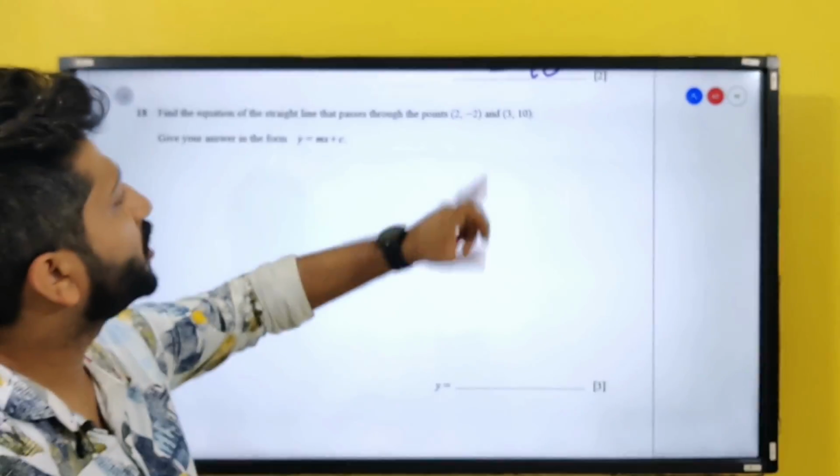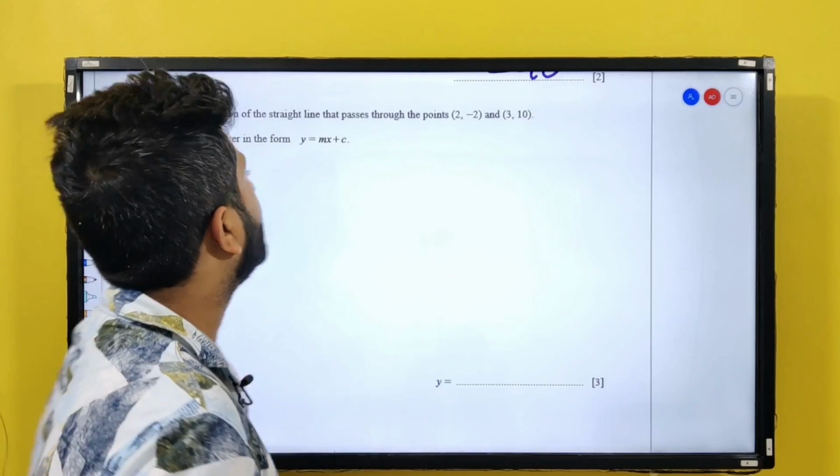Find the equation of the straight line that passes through the points (2, -2) and (3, 10).